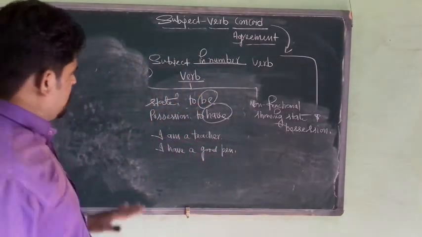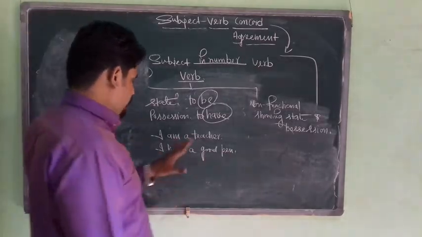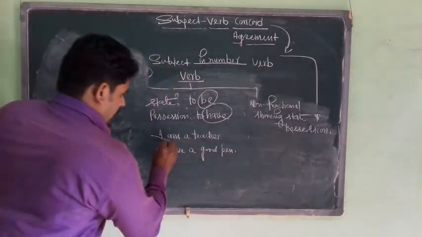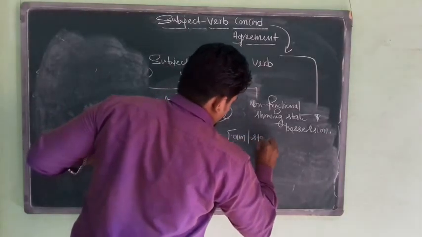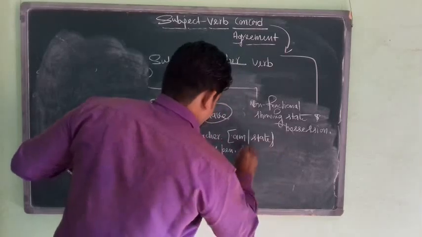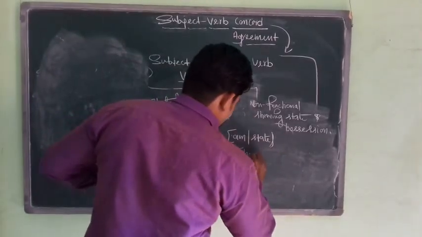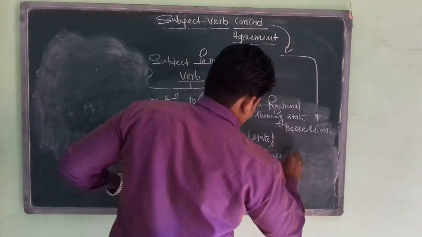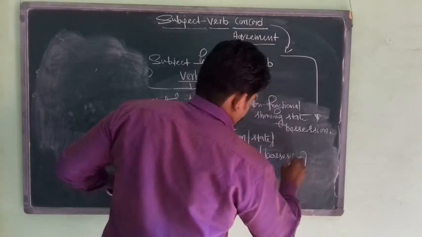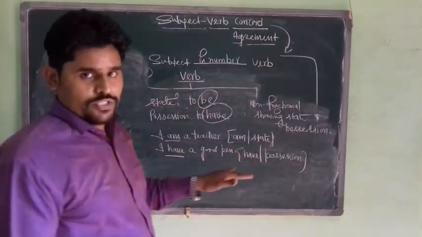So students, here I have written 2 sentences on the board. Let us consider the first sentence. Am is the verb here, and this verb shows state. In the second sentence, I have a good pen. Here have is the verb and this shows possession. Possession here means something that I possess, something that I show my ownership of.